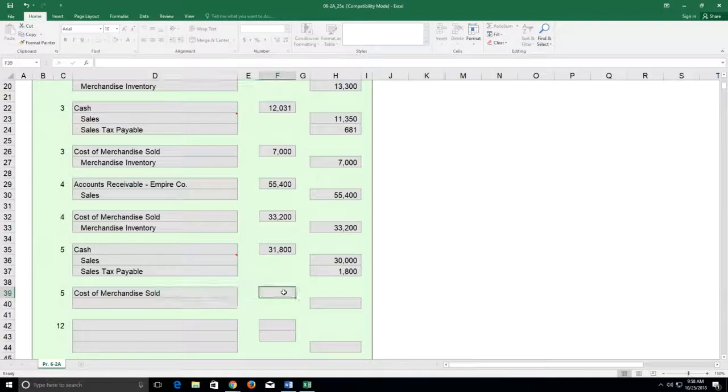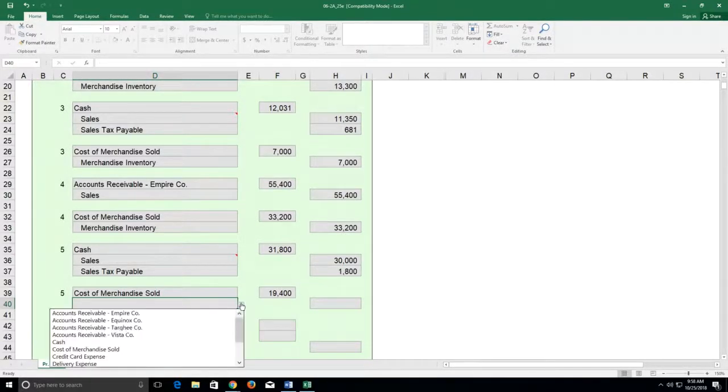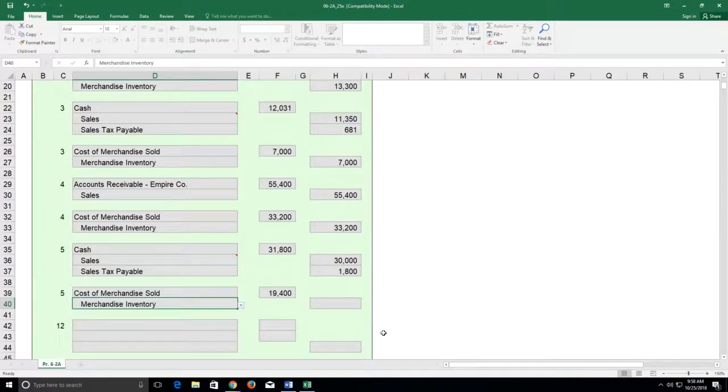So we're going to do cost of goods sold. That merchandise cost us $19,400. And we'll do a credit to merchandise inventory for the same $19,400.